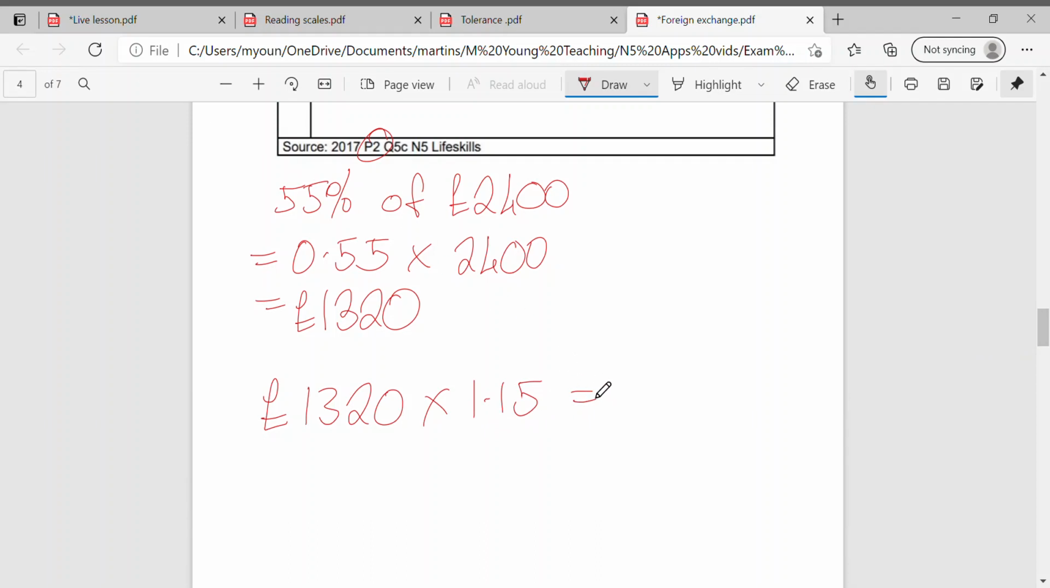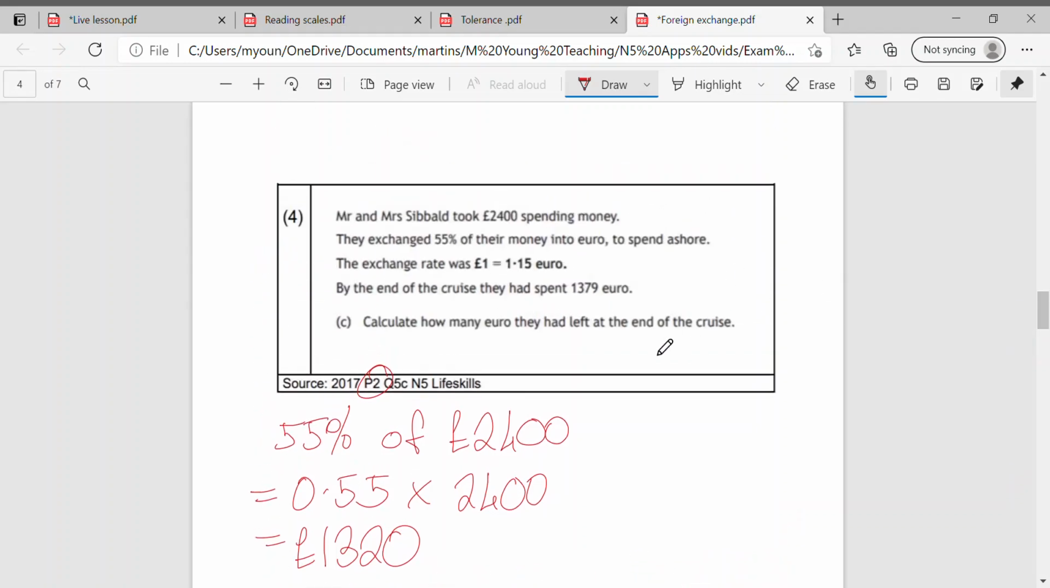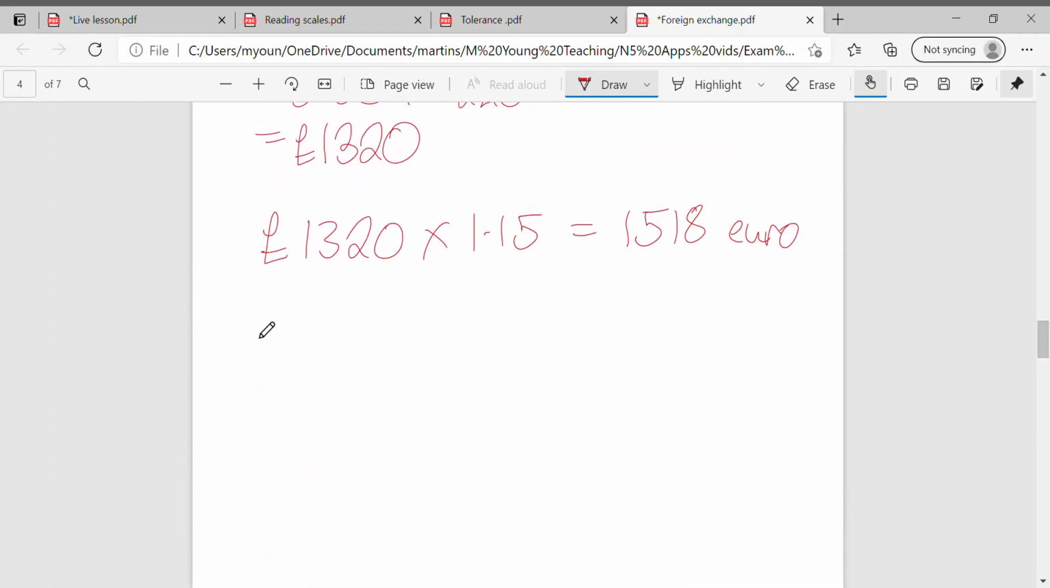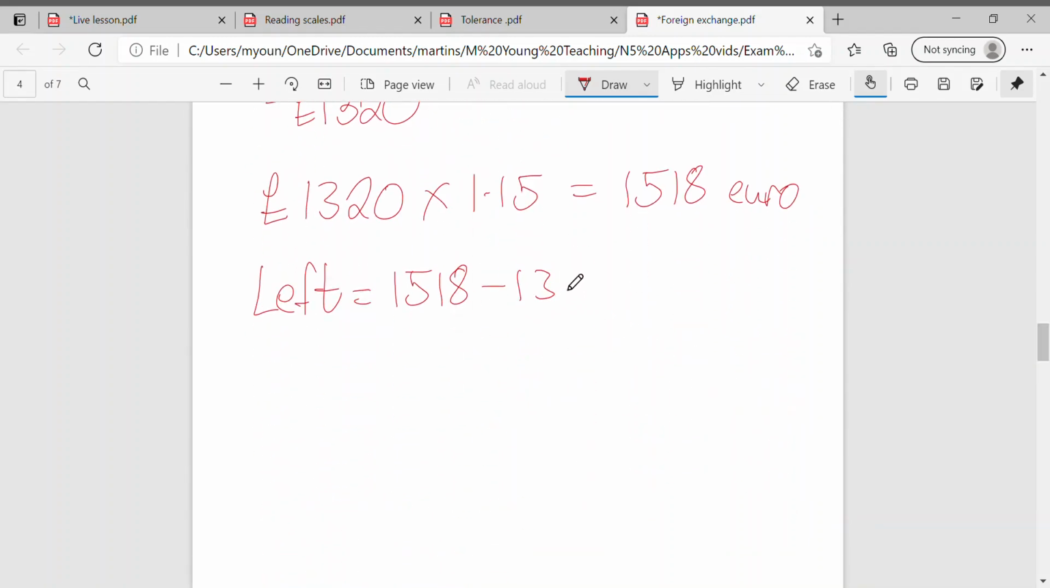Okay, so that works out as 1,518 euro. And then we're told that they spent 1,379. How much is left? So I'm just going to subtract 1,379. And it's calculator, so just do that in the calculator and you're left with 139 euros. And that's our final answer for that one. Pretty straightforward.